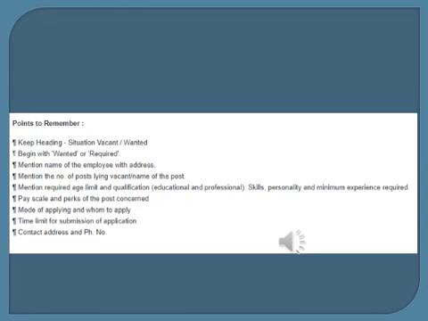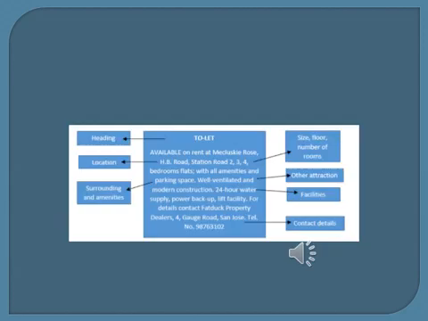Then the pay scale and perks of the post concerned, the mode of applying and whom to apply to, the time limit for submission of application, contact address and phone number. If it's about situation vacant or wanted, particularly situation vacant, in that case you can mention all that. This is the way you have to go about it, and you have to remember that. Now let us remember whatever you have studied, and first we'll go into the format of it.